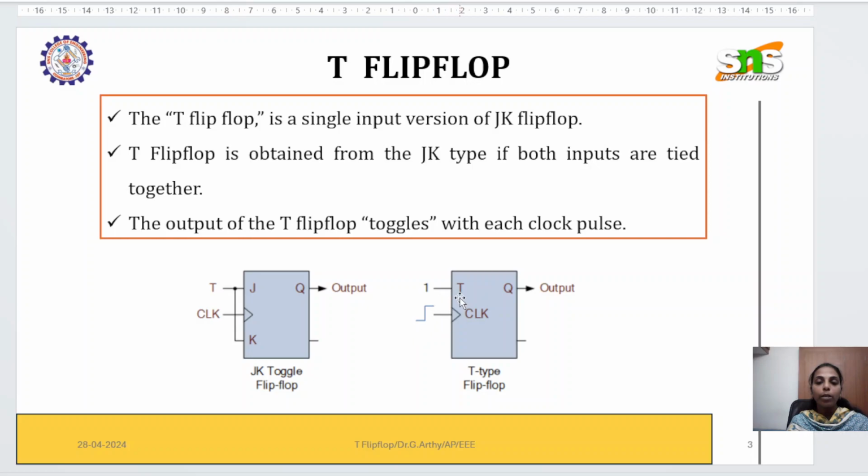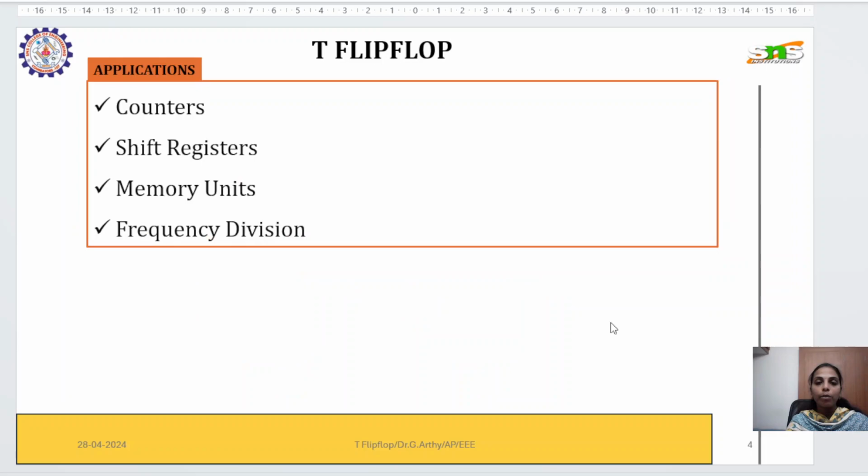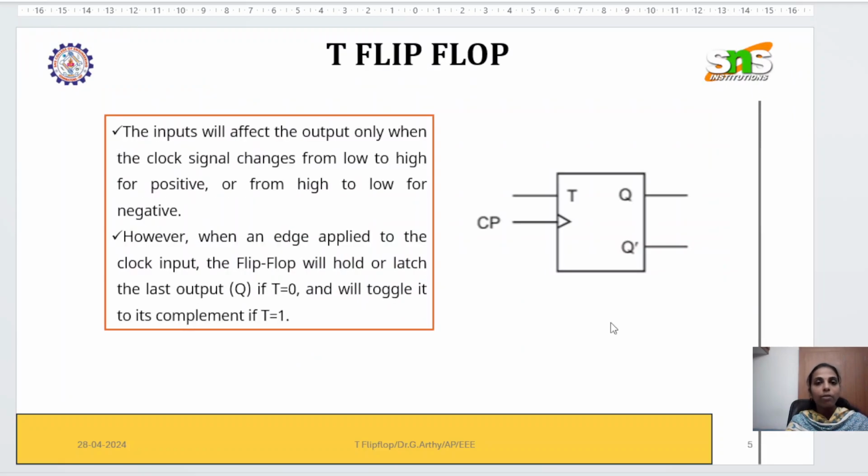Here I can give one input. Inside lies the JK flip-flop. The function of the JK flip-flop is hidden inside this. So if T is equal to 1 is given, it acts the same way as the JK flip-flop, where J and K will be equal to 1. So this is the basic principle of T flip-flop. It again has the same applications as that of JK flip-flop.